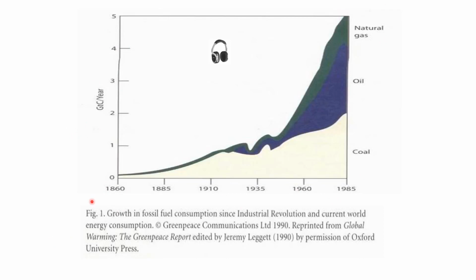So on the left vertical axis, it is the consumption measured in gigatons per year. You tell the audience the meaning of this. The horizontal axis shows the years, and the right-hand side vertical axis shows types of fossil fuels: coal, oil, and gas.